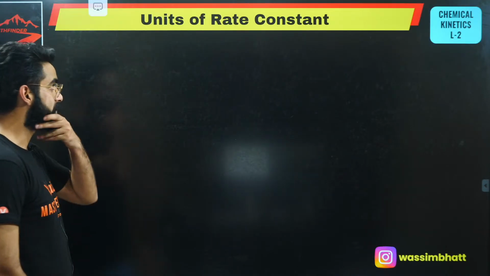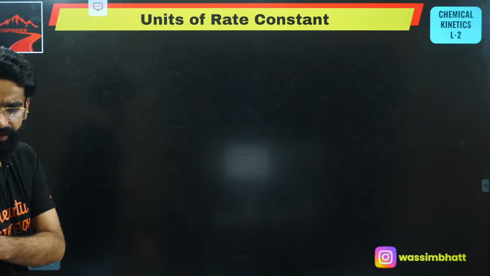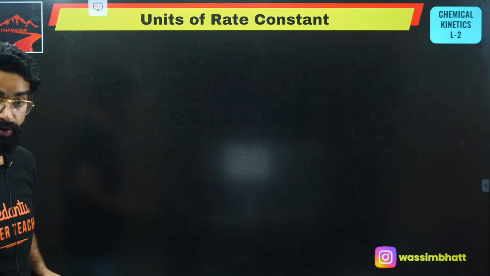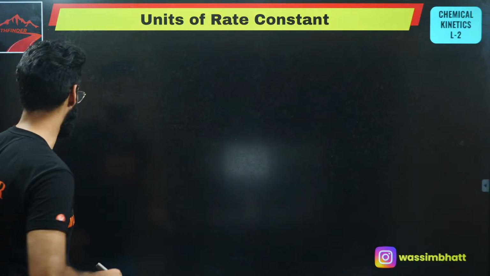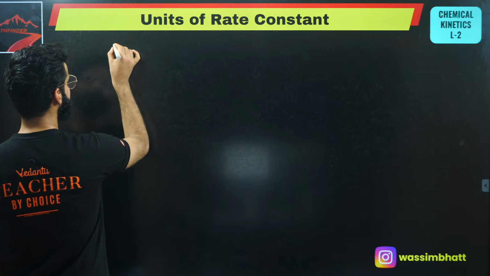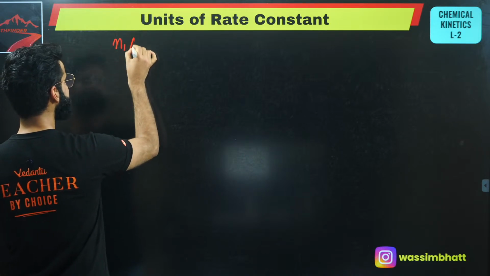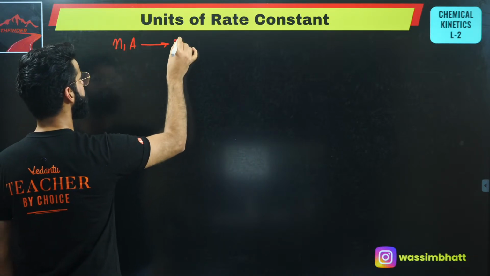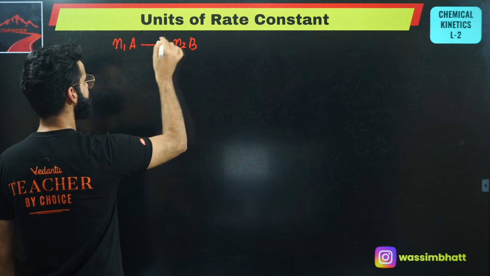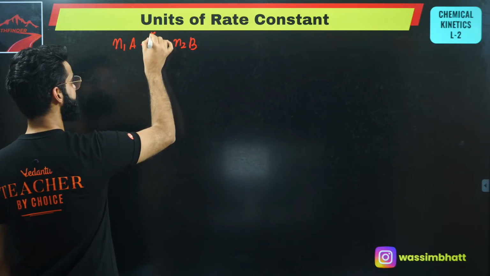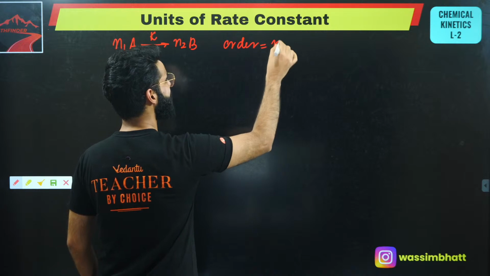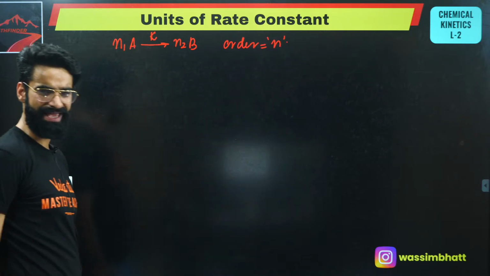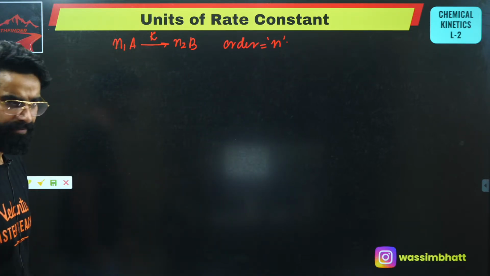Okay. So let's talk about something called units of rate constant. How do we write the units of rate constant? For example, I've got the reaction N1A gives N2B. Let's assume this is the reaction. Its rate constant is K. Let's assume the order of the reaction is equal to N. It is an nth order reaction. N can be 0, 1, 2, whatever, yeah?